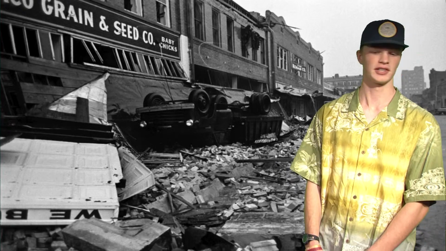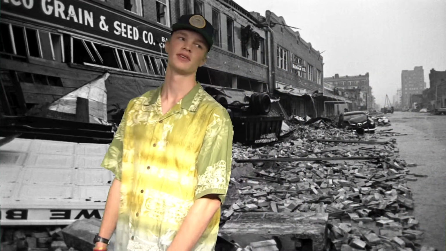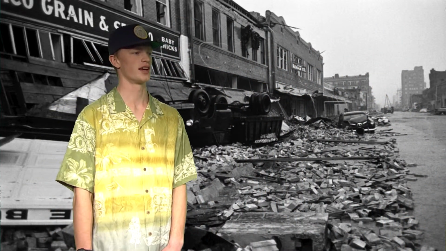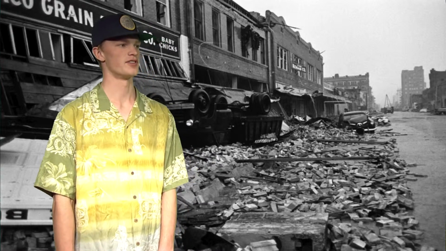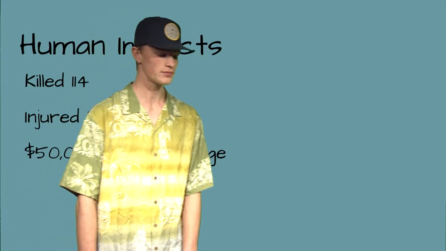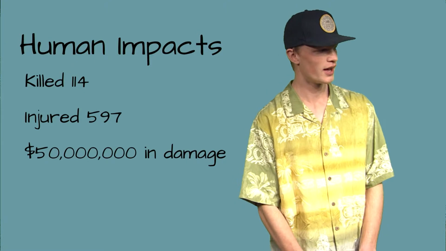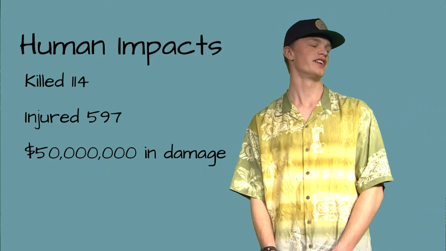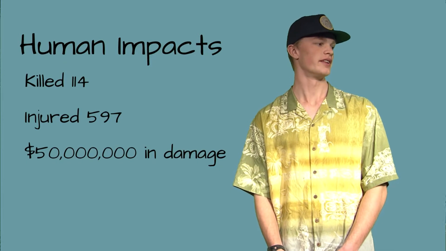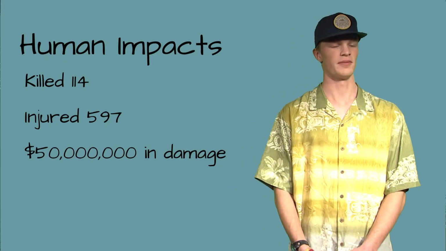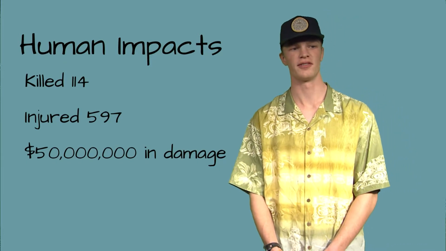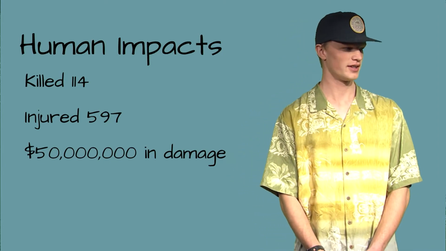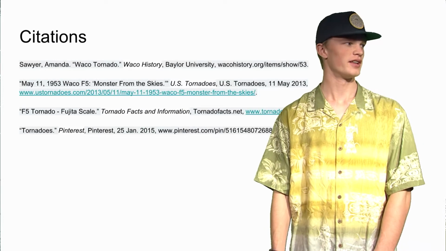This is a picture of the town, because it touched down right in Waco, Texas, so this is all the damage along there. So the human impacts: the tornado killed 114 people, it injured 597, and it caused around $50 million in damage, which definitely translates to more in today's money.